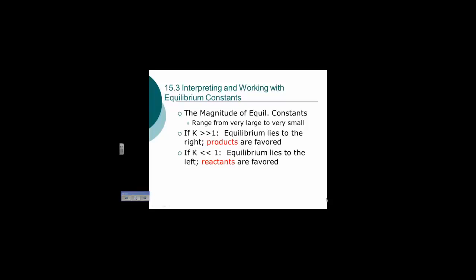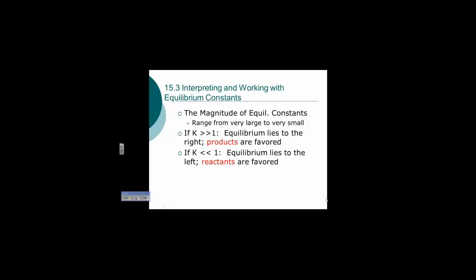We call that products. The product side is being favored. Think about what we've just said. If the equilibrium constant is products over reactants, and I have a large amount of product, I'm going to get a big number when I solve for the ratio.